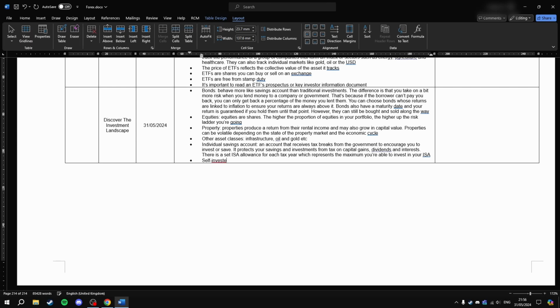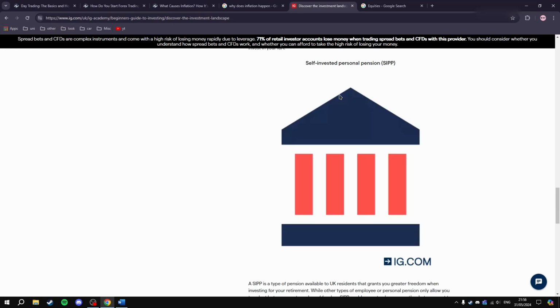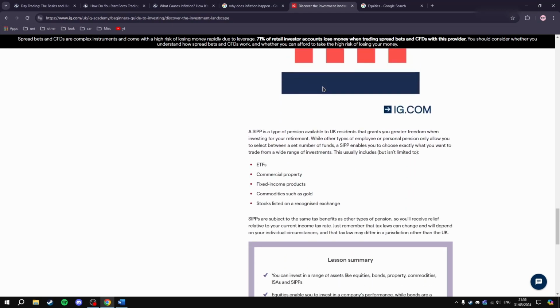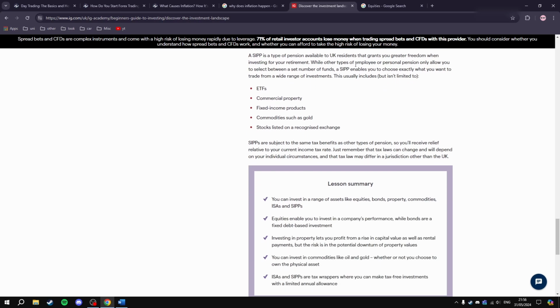Self-invested personal pension. A SIP is a type of pension available to UK residents that grants you greater freedom when investing for your retirement. While other types of employee or personal pension only allow you to select between a set number of funds, a SIP enables you to choose exactly what you want to trade from a wide range of investments.